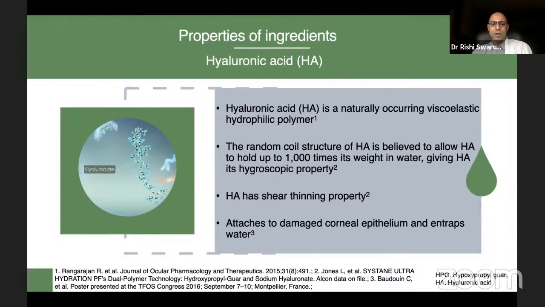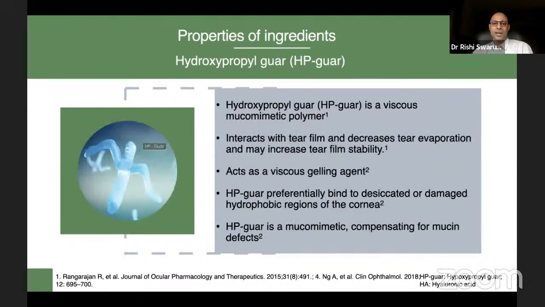We all know sodium hyaluronate has this coil-like structure, which increases its shear thinning property, and it attaches to damaged corneal epithelium, which basically increases its retention on the ocular surface. It's a natural occurring hydrophilic polymer. And HP guar has already been there with the Sustained Ultra family.